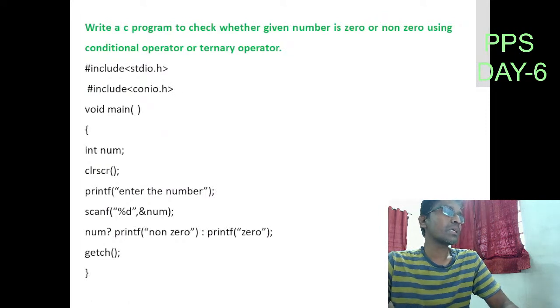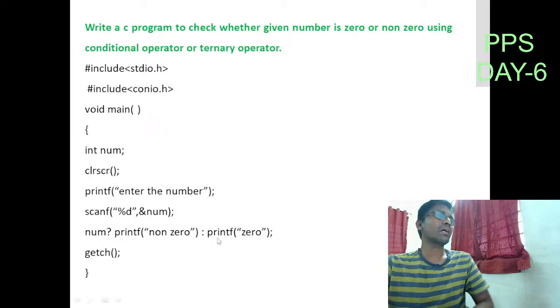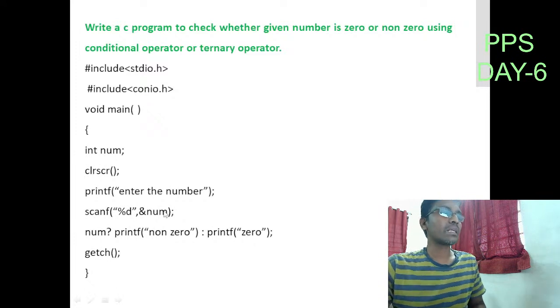Here is another example on the conditional operator or ternary operator. Here I am going to read a number from the keyboard. If you want to read a number from the keyboard, then you have to use the scanf function. With the help of the scanf function, I am going to read the number from the keyboard, and after that I am going to check whether the number is 0 or non-zero. For example, I want to read the number from the keyboard as 1.